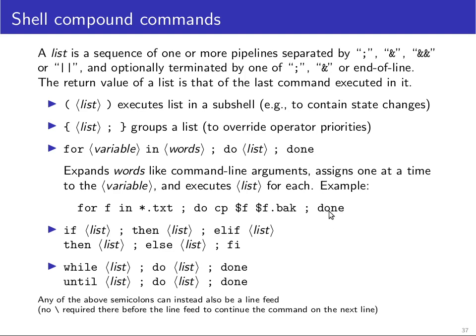Similarly, there's an if-then command. So if a list is executed, then the success of the last command in the list determines the outcome: success means true, then this list here will be executed. If we get a non-zero value back, this means false or not successful, then we go into the else branch. There may be, instead of an else, an elif. Then we have another condition.